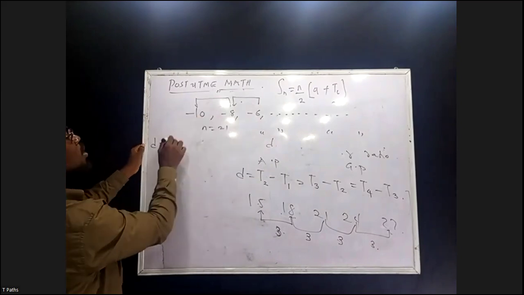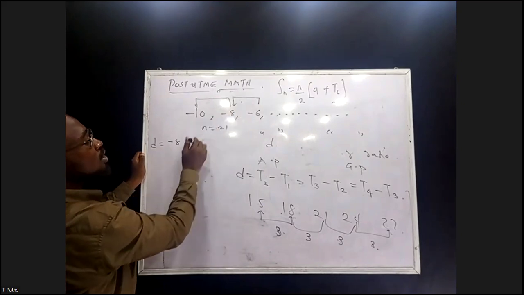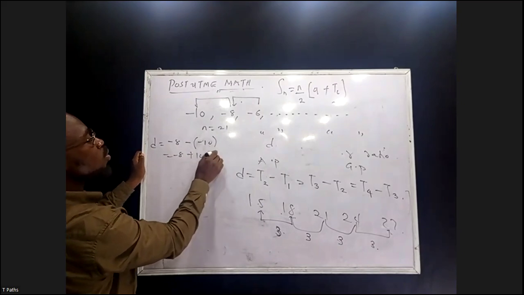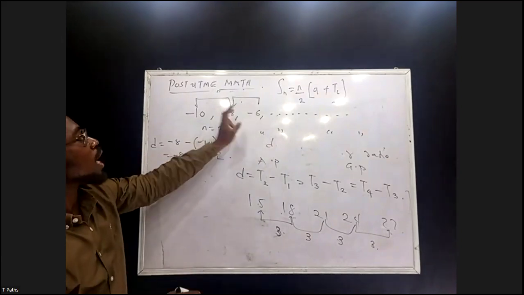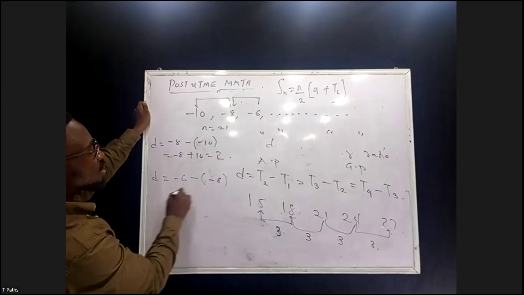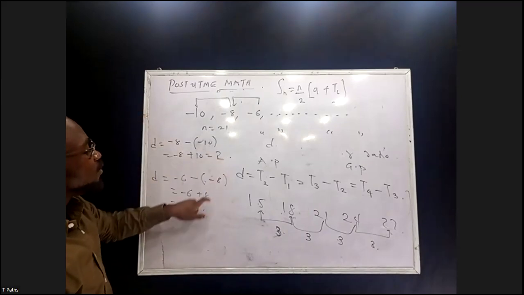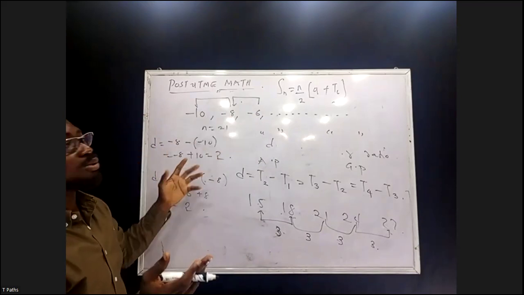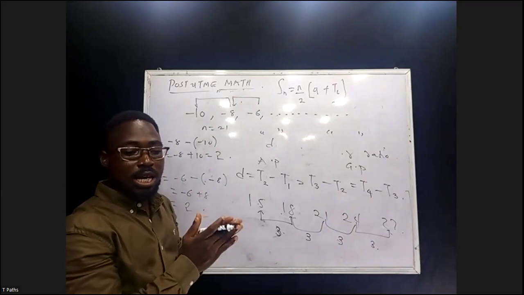What is the difference between minus 8 and, go with your sign, this is the second term, minus 8 minus 10? Minus 8 plus 10. What do I have? A common difference of 2. If I test it using this one and this one, minus 6 minus minus 8, that is minus 6 plus 8. What do I also have? 2. So you can see that the difference between this and this is also the same as the difference between this and this. What does that tell you? This progression is an arithmetic progression.